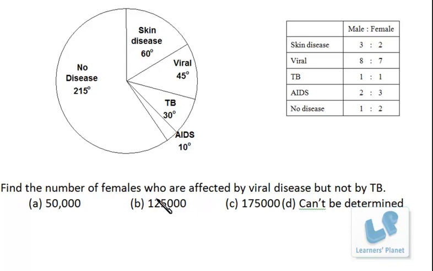So you just calculate the females affected by viral disease. Now 45 degrees, that is 1/4 of the total population, is affected by viral, right? I'm sorry, 45 by 360 is the total population that is affected by viral. And if we talk about the females, that is 8 plus 7, that is 15. Out of 15, 7 females are affected by viral, right? So 7 by 15. So this is the total calculation that we have to do.